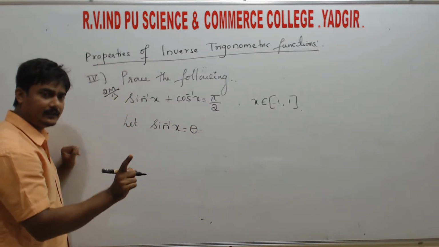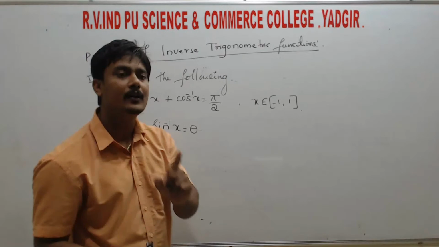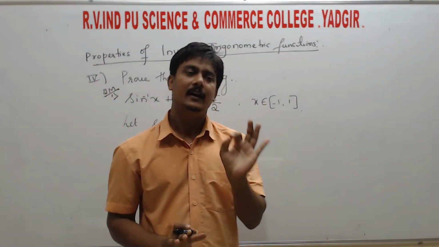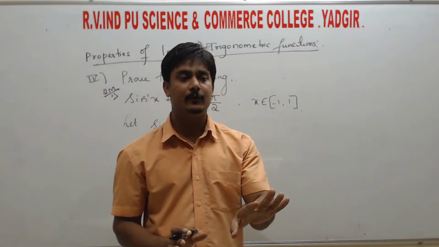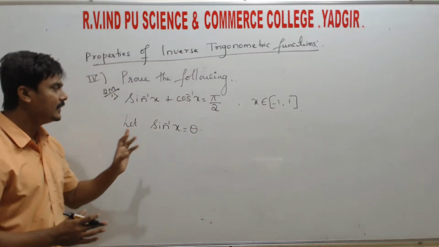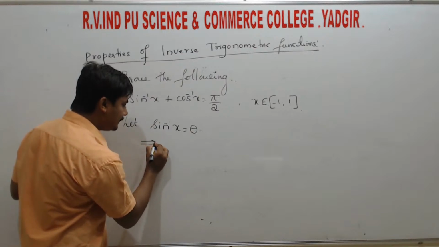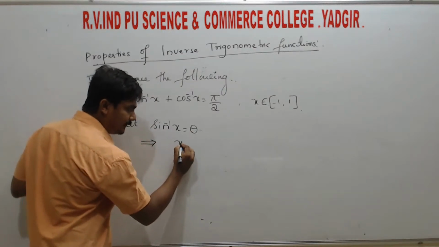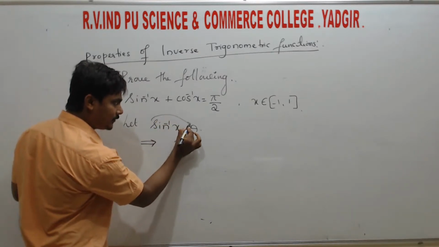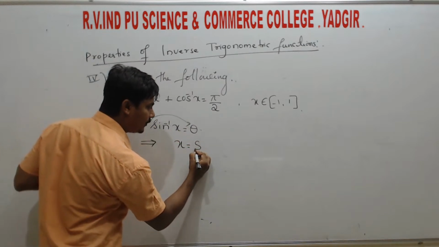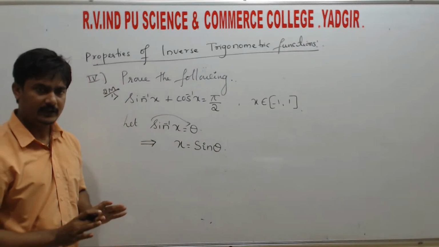Even if you want, you can take cos inverse x as theta. That's what I am saying. Take one of the inverse trigonometric functions as a theta. Whether you take sin inverse x equal to theta or cos inverse x equal to theta, it is left to you. Here I have taken sin inverse x equal to theta. Okay. So according to the definition of inverse sine function, x will be equal to what? Now you are in a position. x is equal to sin theta. Okay.